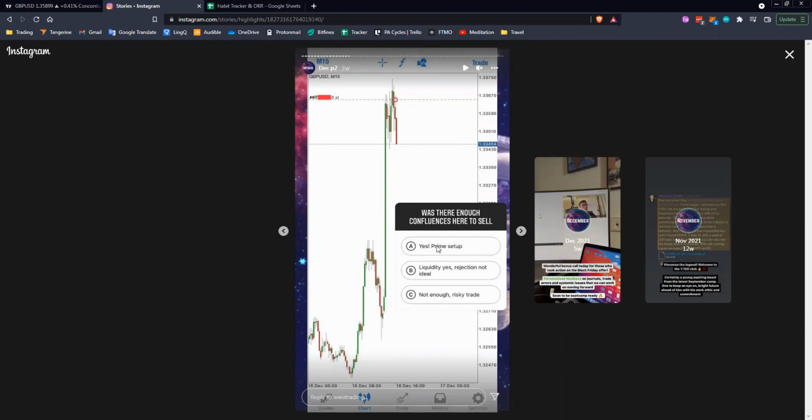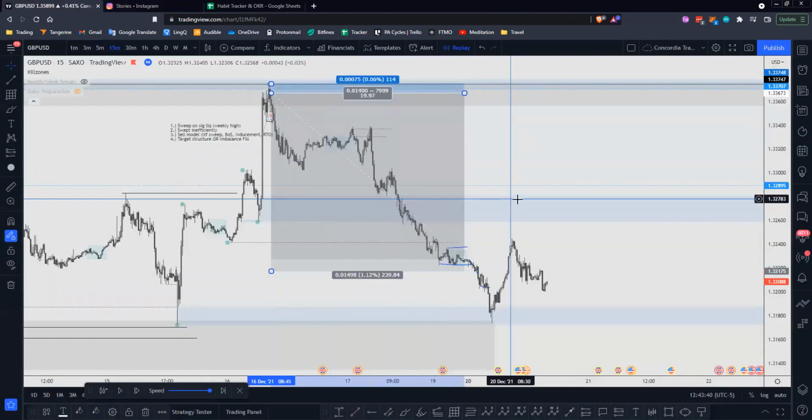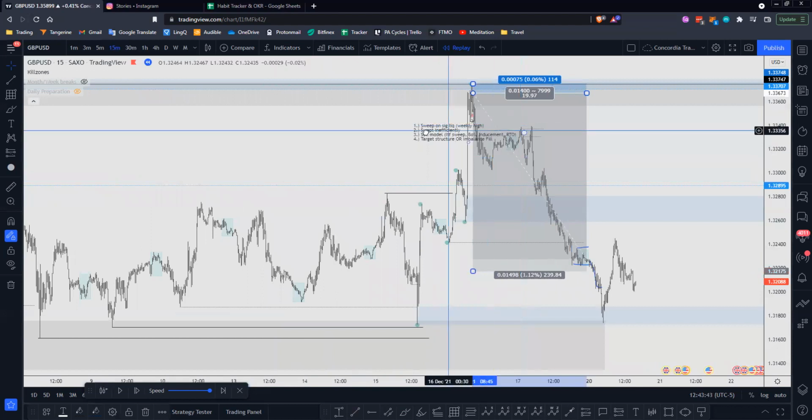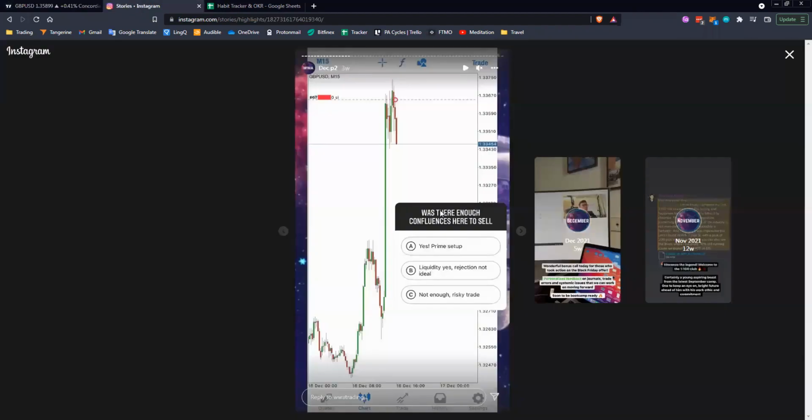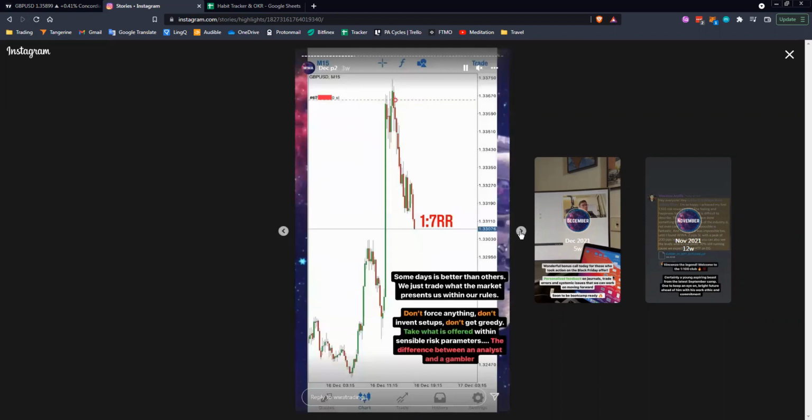I don't know what they would consider a prime setup though, because I think that their prime setups are with trend, where this wasn't necessarily with trend. This was more of a sweep and reversal type trade. But to me, that's a prime setup. So I would probably click the prime setup, or I thought the rejection was fine. So yeah, let's see. Oh, I don't even think I can answer it. No, I can't even answer it. But again, that's where I would be looking.